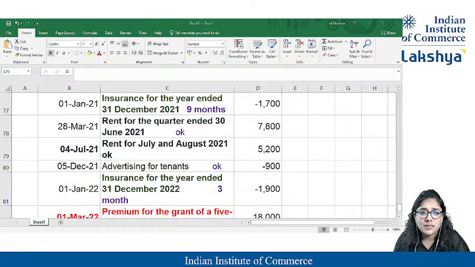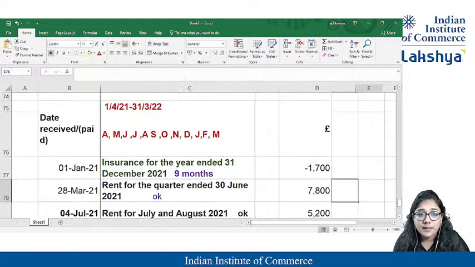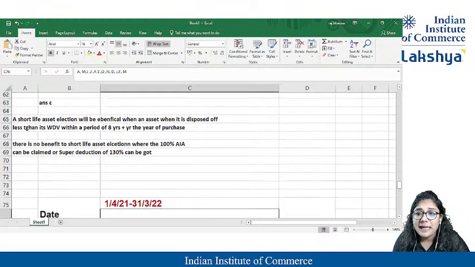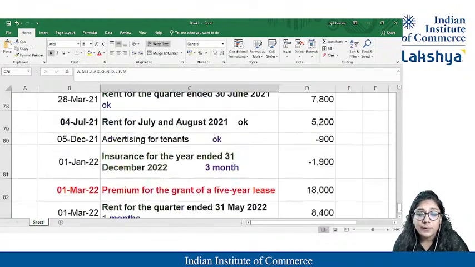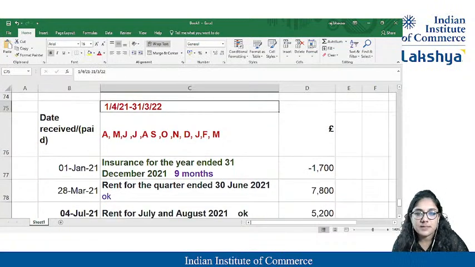I have just written it in my Excel. I'll make it bigger so that you can easily find the question. So this is my total situation. I'll answer it over here only, guys. This is my year, 1st April till 31st March, and this is my year end.